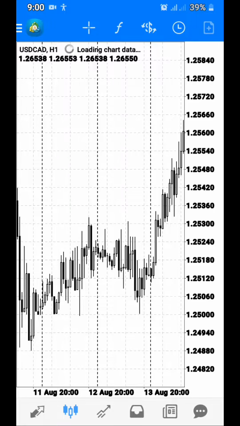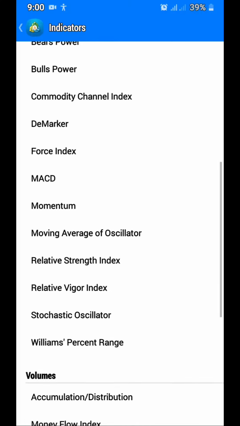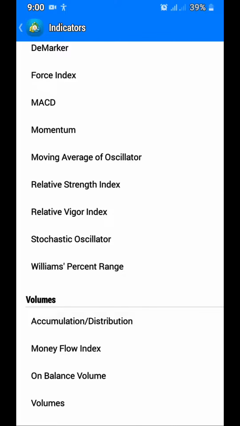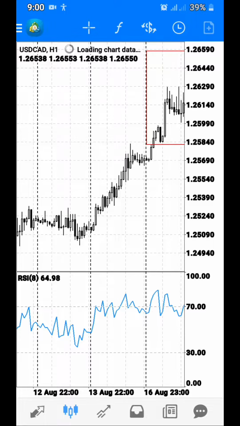So the first thing you do is add your indicator, that is the RSI indicator. If you go up here, you see the F sign, you click on it, you scroll down, you look for Relative Strength Index, and you change the period to 8. The period has to be 8. After that, you click done. So this is our RSI indicator with the period 8, and what this is doing is giving us divergence and hidden divergence. So this indicator is going to help us with the divergence of price.